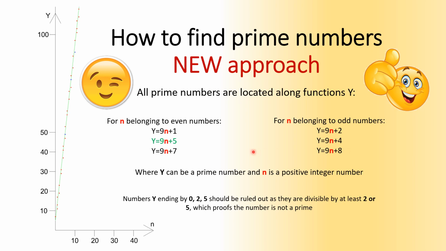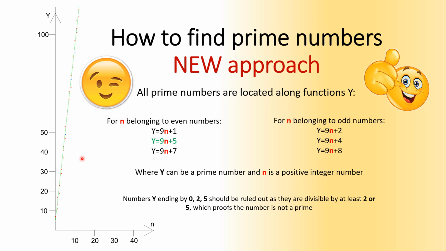Y can be a prime number, and n is a positive integer. Y lies on the axis from 0 to infinity, and n from 0 to infinity as well. It means that we can have an infinite number of primes. Now, numbers y ending in 0, 2, or 5 should be ruled out, as they are divisible by at least 2 or 5, which proves the number is not a prime.